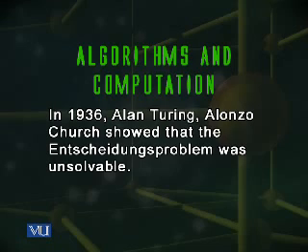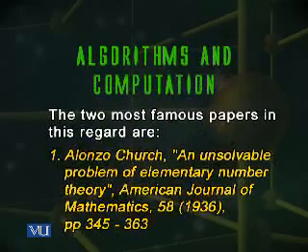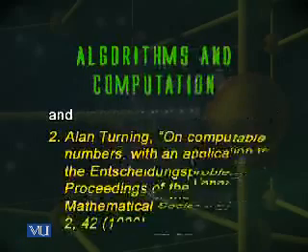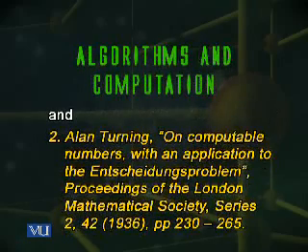In 1936, Alan Turing and Alonzo Church showed that this problem was unsolvable. The two most famous papers in this regard are one by Church, titled An Unsolvable Problem in Number Theory, which shows that this problem is unsolvable, and Alan Turing's paper, titled On Computable Numbers, with an Application to the Entscheidungsproblem, which also shows that this problem is not solvable.